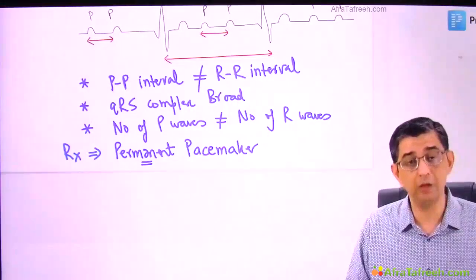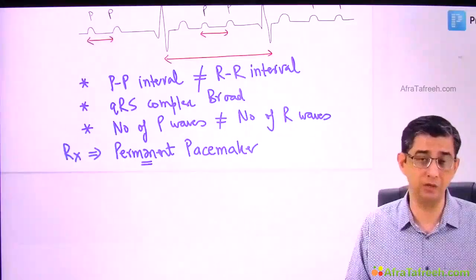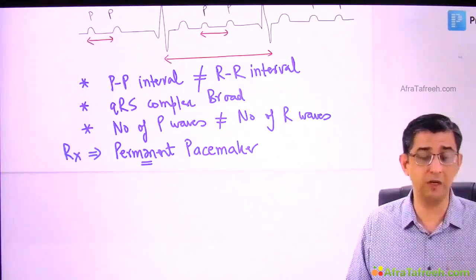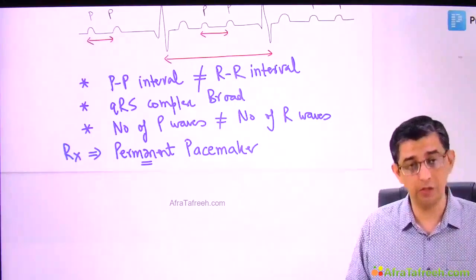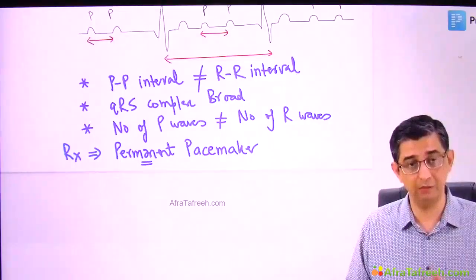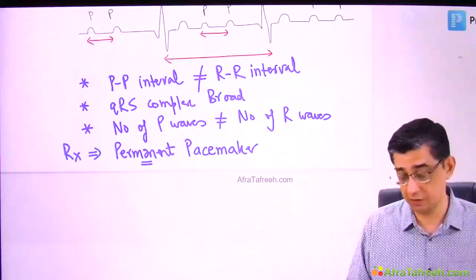In Mobitz 1 heart block, again, there is usually no need for any kind of pacing because it's a gradual increase. The increased PR interval causes a bradycardia, but the patient and the heart usually become used to it. It is only in Mobitz 2 heart block that treatment is required, which will be discussed subsequently. And in third degree heart block, it is a permanent pacemaker which is required.